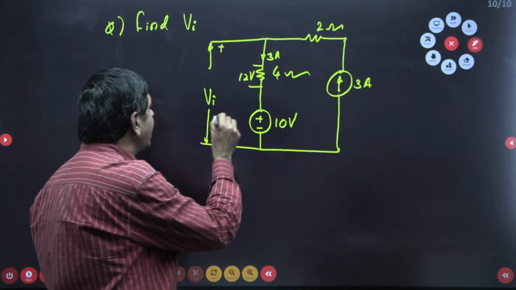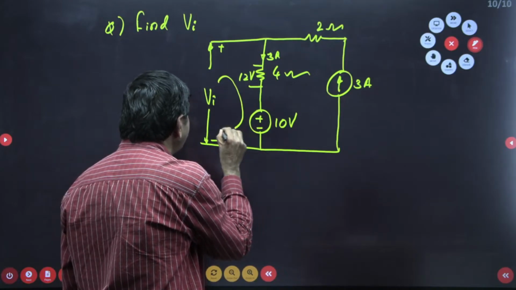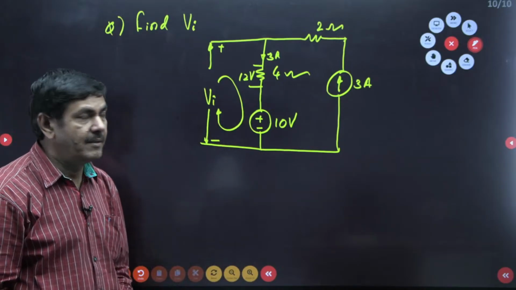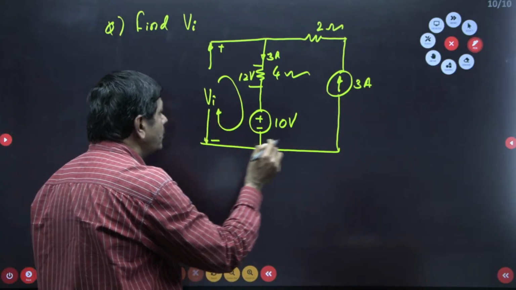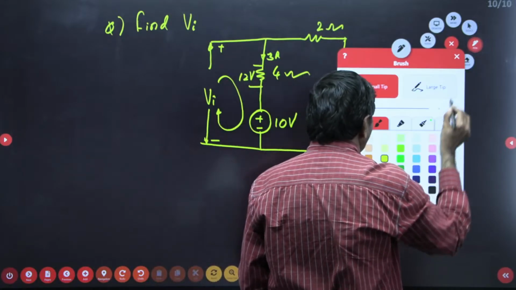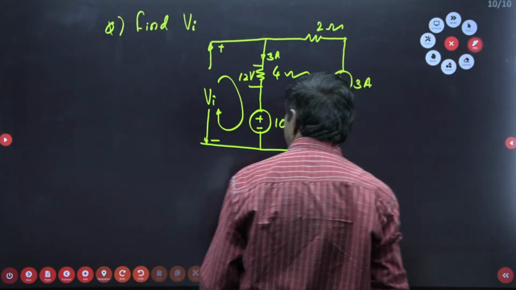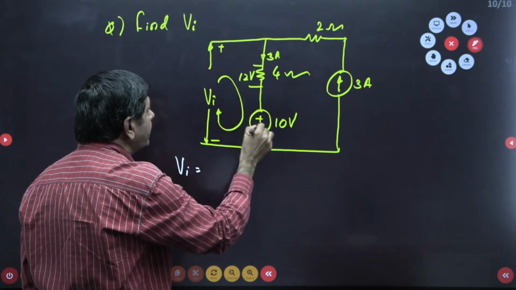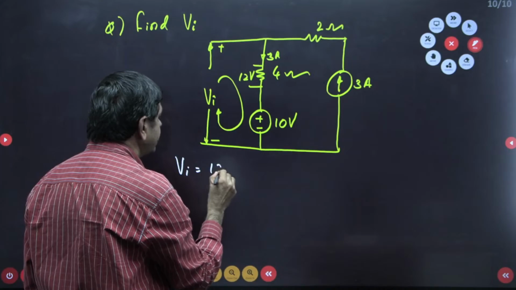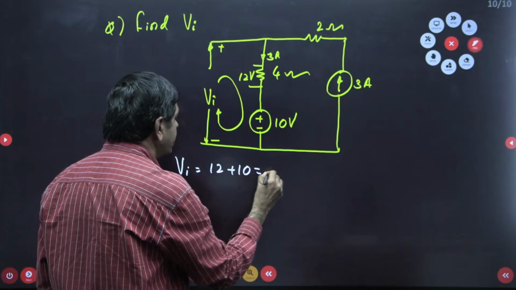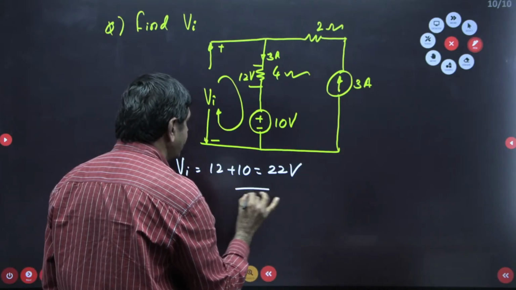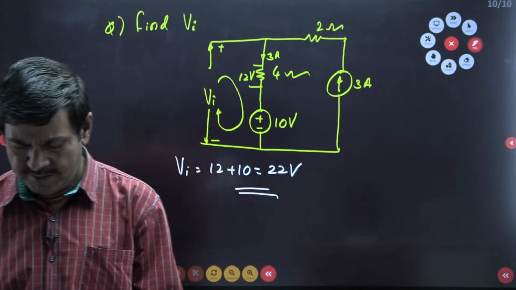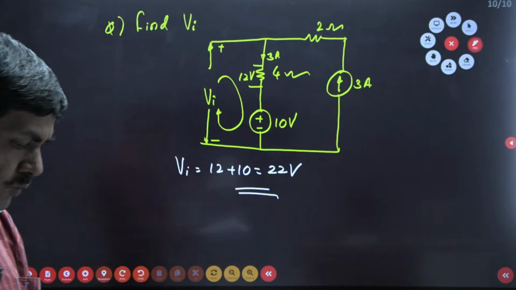In this case, I can measure VI by applying KVL in this direction. VI equal to the sum of the drops, 12 plus 10. It becomes 22 volts. That is the VI. It's a very simple question. Anybody can do it. 22 volts is possible here.